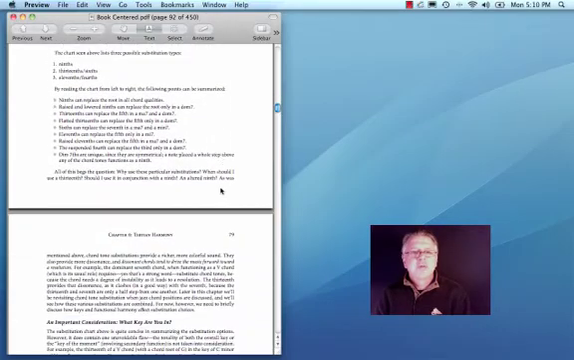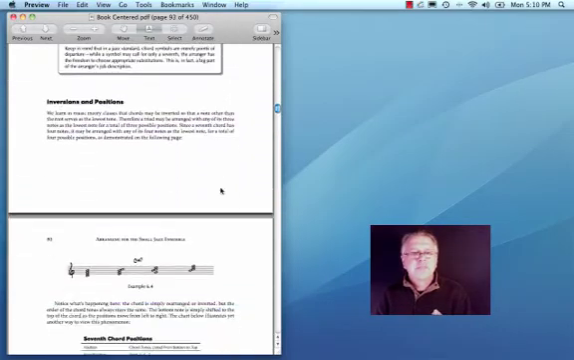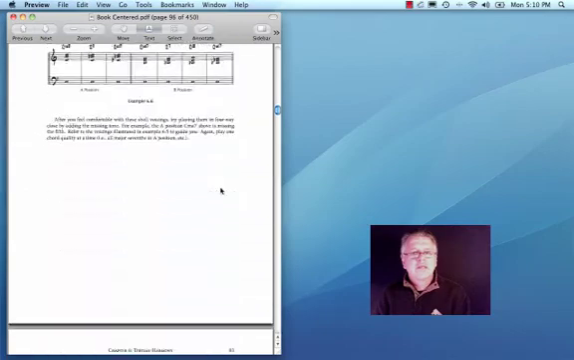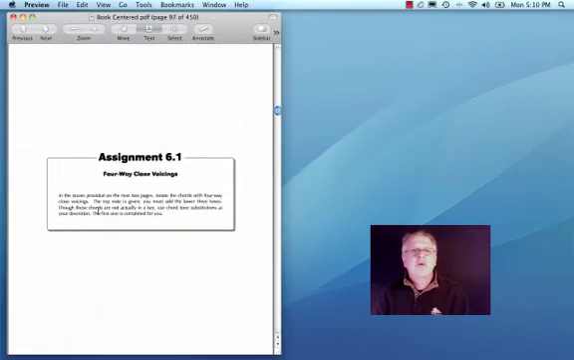Okay, so we're going to go ahead and look at assignment 6.1, where you're asked to do the following in the staves provided in the next two pages: notate the chords with four-way close voicings. The top note is given, and you must add the lower three tones.